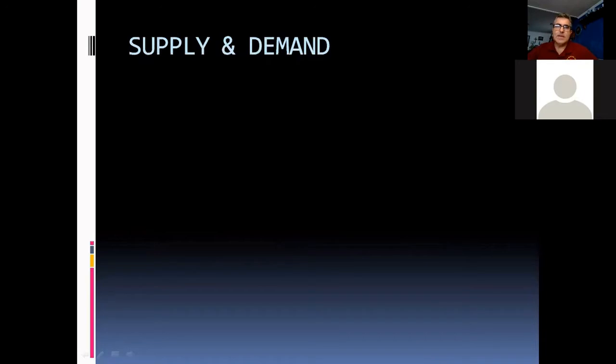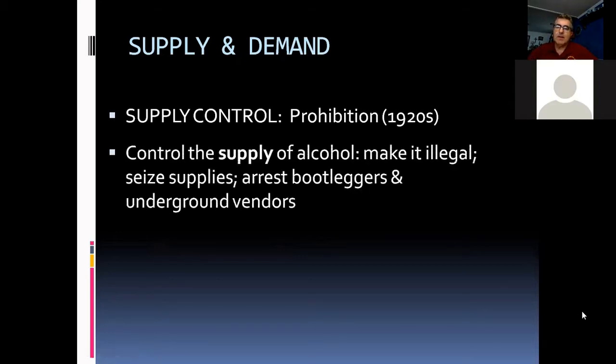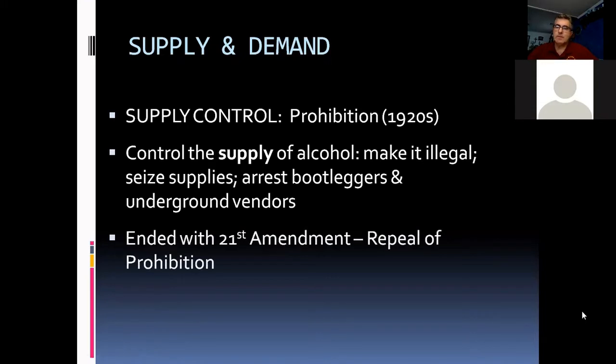We can also speak in terms of supply and demand and look back at the history of substance use in this country. We can go back about 100 years to Prohibition, the 1920s. And Prohibition was an attempt to control the supply of alcohol by making it illegal, by seizing it and arresting those who made and sold it. And this was also a battle that raged until the end of Prohibition, which was the 21st Amendment in 1933. There are some historians who blame Prohibition for the gangster culture that emerged in the 20s.